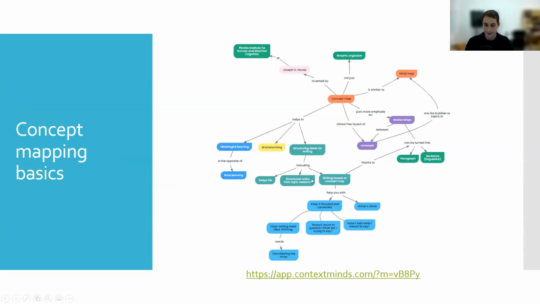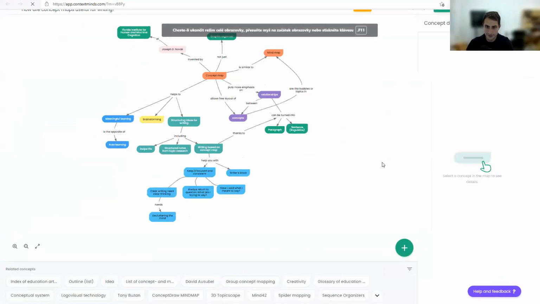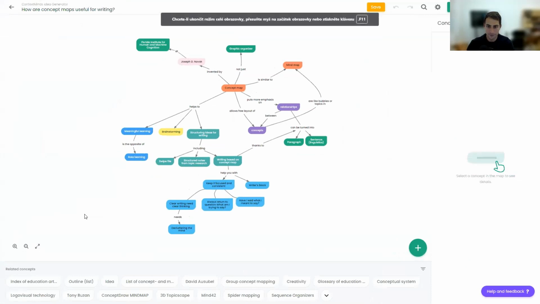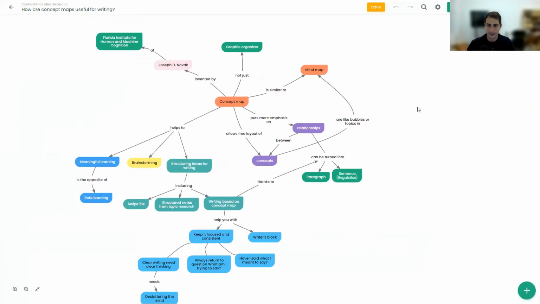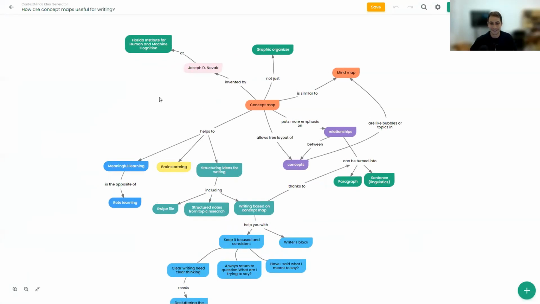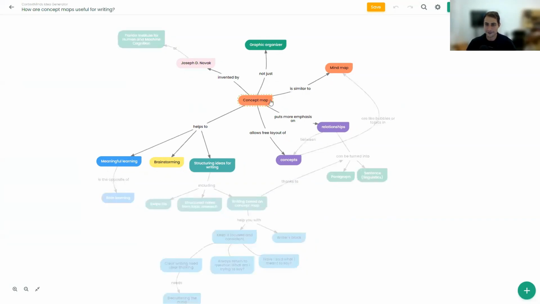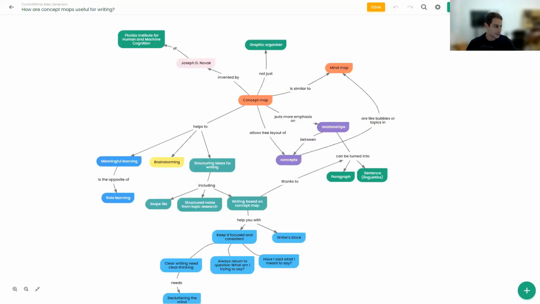Okay. So now more about how a concept map looks like. So I have an example right here, but I will open it in another window so that I can zoom in. So this is actually a concept map about concept mapping. So we can see that the principle is similar. We have these kind of bubbles here, like in a mind map.